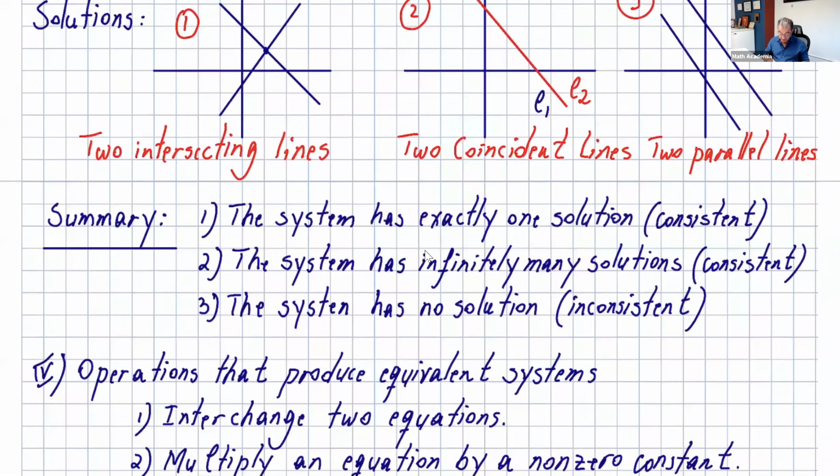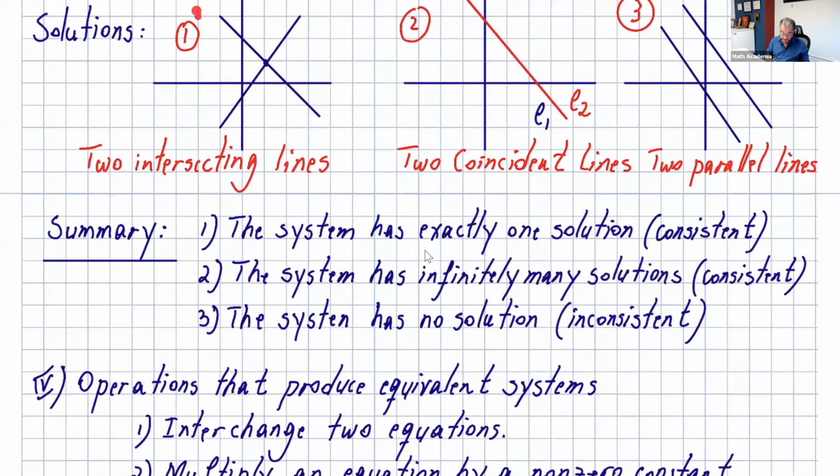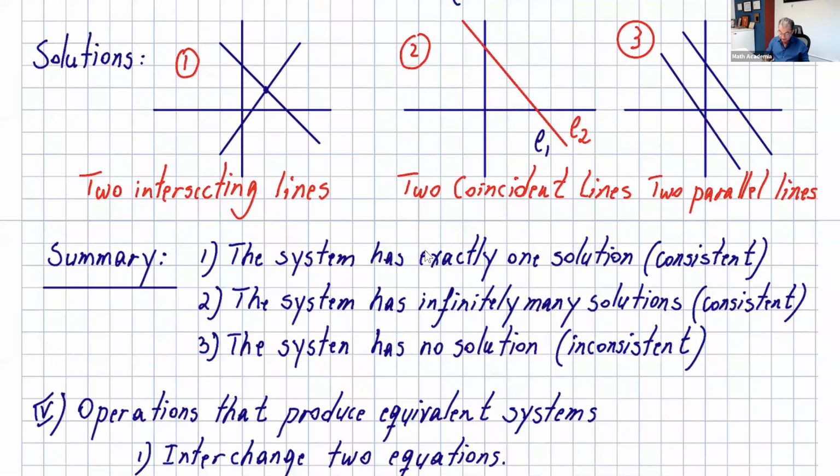In summary, when number 1 happens, then we have one solution, or a unique solution. When the lines are the same and they touch each other everywhere, like case 2, then we have infinitely many solutions. In both cases, the system is called consistent. The third one, the lines are parallel, they never intersect, so the system has no solution, or we call it inconsistent.